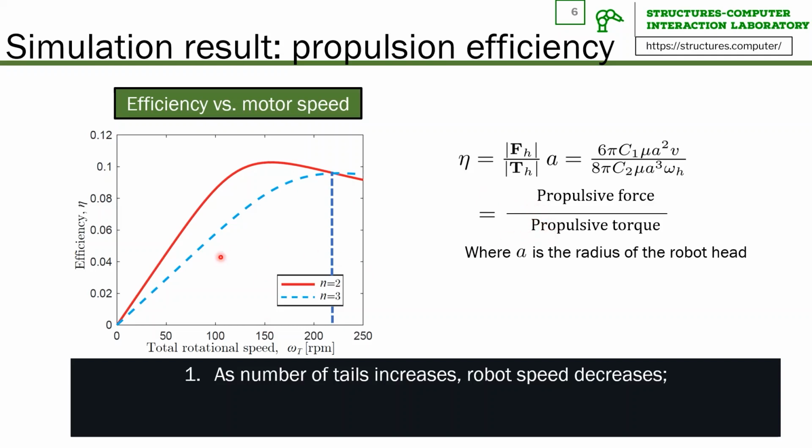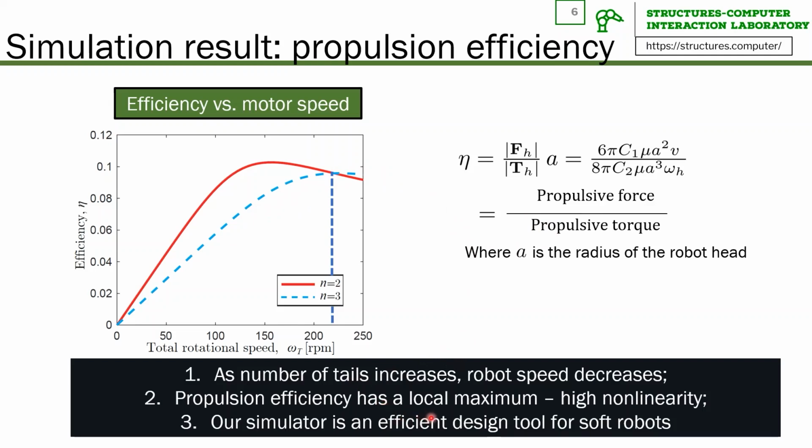Moreover, there is an intersection between the efficiency of a two-tailed robot and a three-tailed robot. These observations underline the high nonlinearity of the system and highlight the need of our numerical simulator that can be used as a design tool for this class of robots.